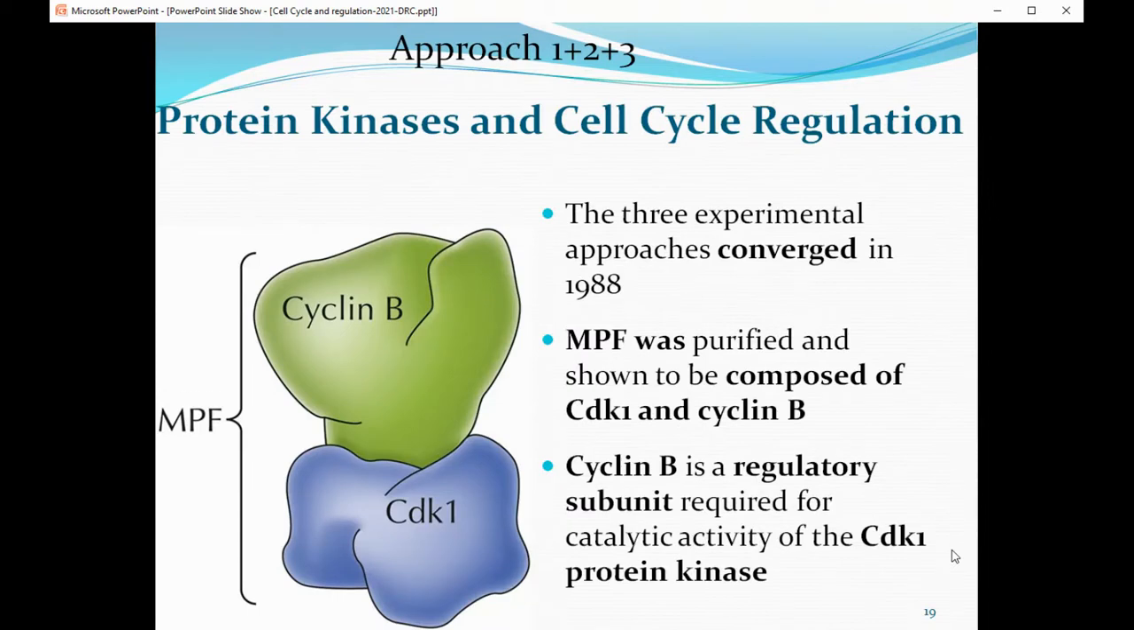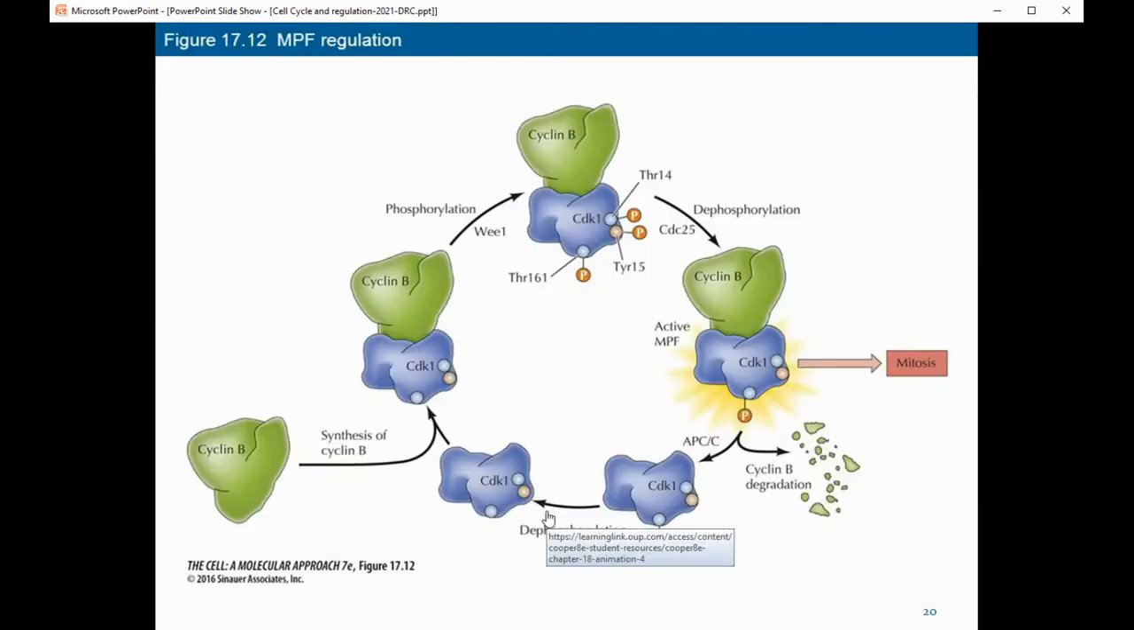In the last video, we learned how three independent experimental approaches led to the discovery of the structure of MPF. MPF is made up of one regulatory element known as cyclin B and one catalytic unit known as CDK, a cyclin dependent protein kinase. Together they are known as the MPF. Now in this video we will learn about the MPF regulation.